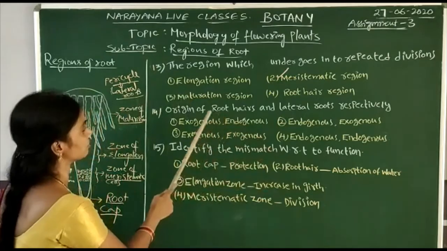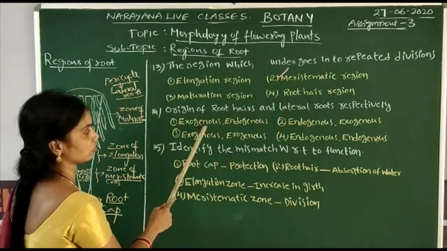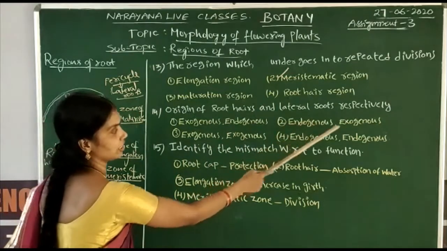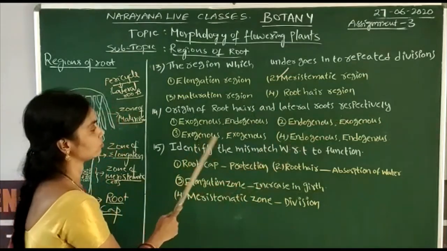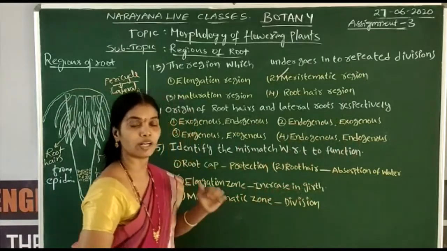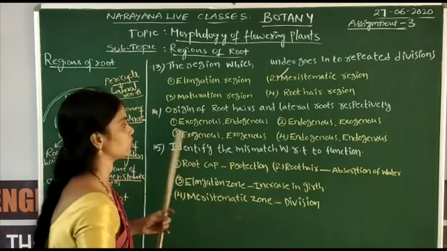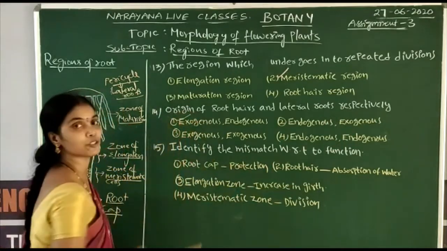So see the options. Root hairs, lateral roots respectively. First option exogenous, endogenous. Second endogenous, exogenous. Third exogenous, exogenous. Fourth endogenous, endogenous. So what I said, root hairs are exogenous and lateral roots are endogenous. So the option is first option.